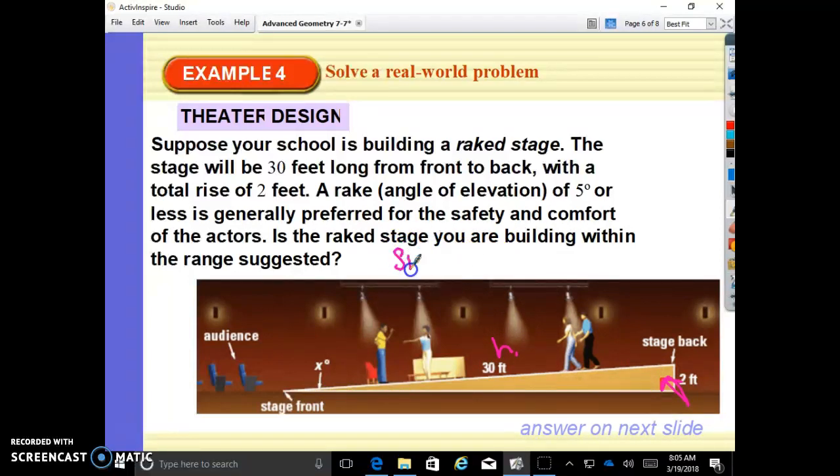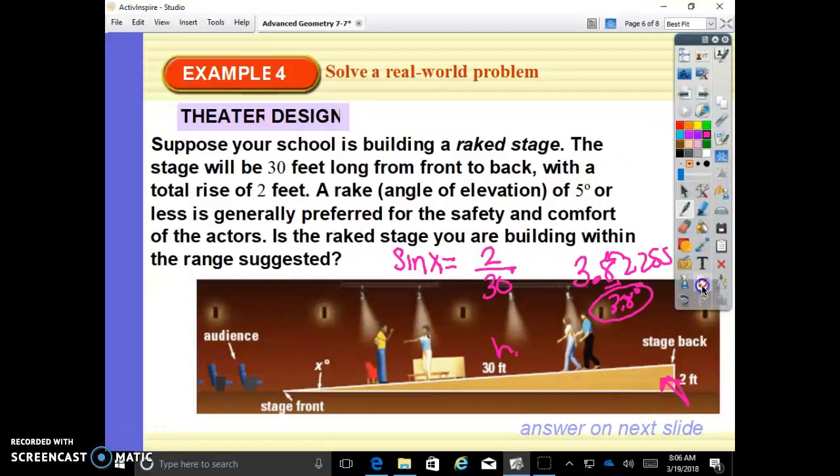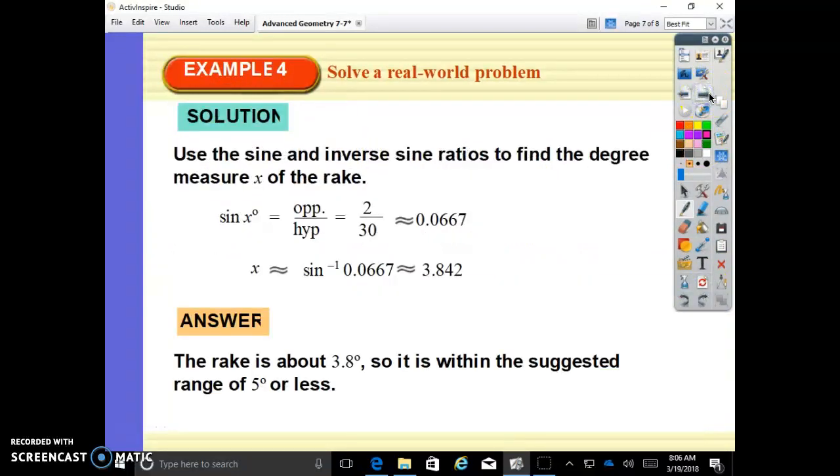Opposite and hypotenuse go with sine. The sine of x equals opposite over hypotenuse. So in your calculator, 2 divided by 30 equals, second sine, and I get approximately 3.82255, and so on. So this is going to be approximately 3.8 degrees. Is 3.8 degrees within their preferred parameter of less than 5 degrees? Yes. So this is a good stage. We won't get injured on this stage.